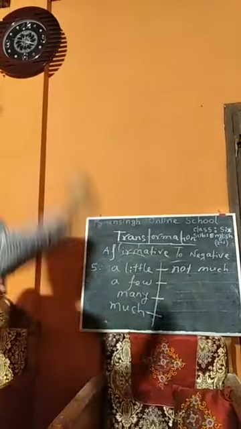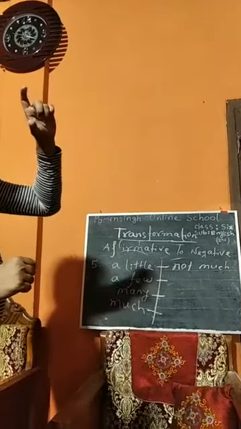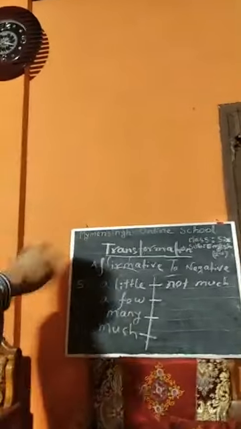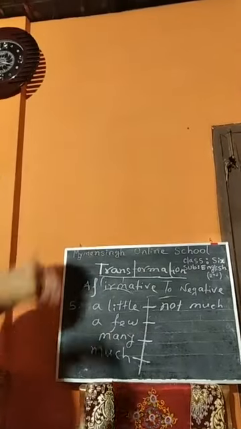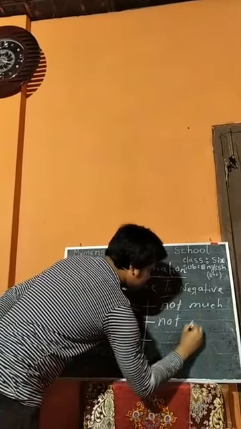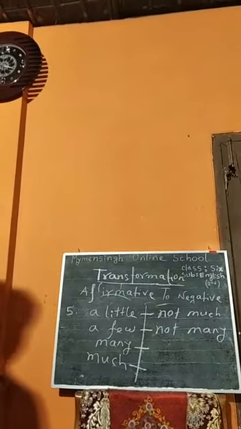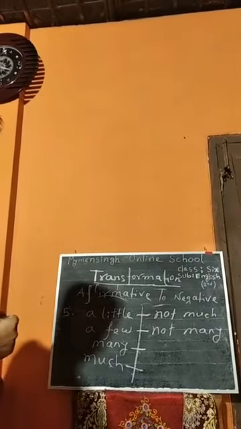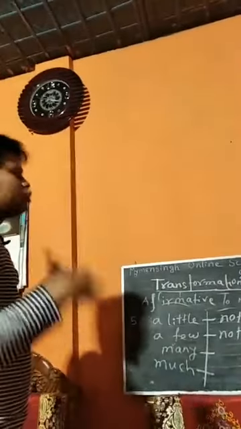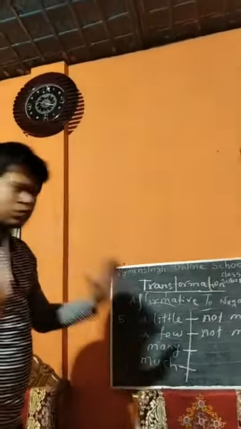Suppose there is a little water in the pot. A little will be replaced by not much. There is not much water in the pot. I think you have understood. A few. If you find a few in an affirmative sentence, then you will replace it by using not many. Suppose, I have a few friends. Here, this a few will be replaced by not many. I have not many friends. I think you have understood these two terms.